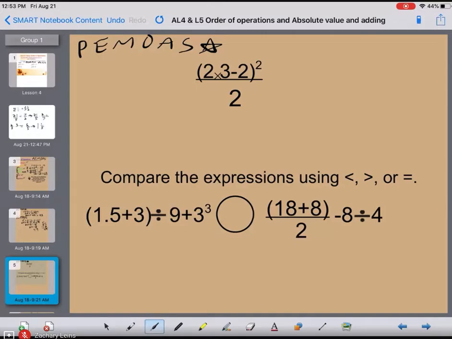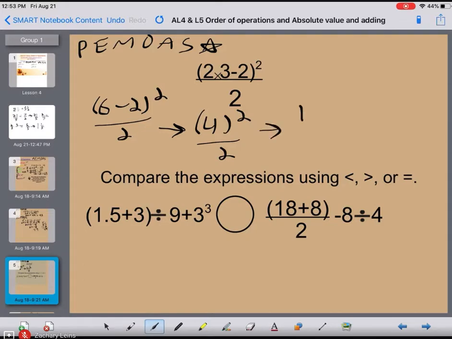So we got 2 times 3 is going to give us 6 minus 2 all squared over 2. And then we know that 6 minus 2 is going to be 4 all squared over 2. All right, so now we move on to our exponent. 4 squared is going to be 16 all over 2.